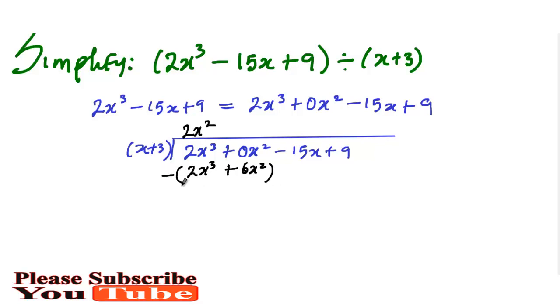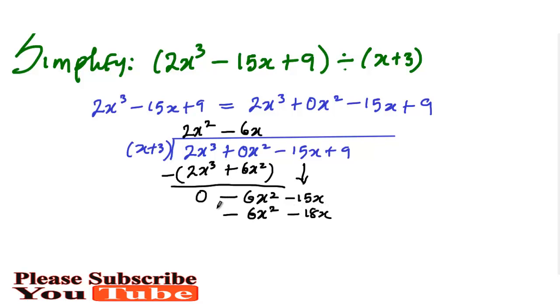If we subtract, this minus will affect everything here. So we now have 2x cubed minus 2x cubed, that is 0, minus times plus, that's minus, 0 minus 6x squared, that is minus 6x squared. The next thing is to bring down minus 15x. Then x in minus 6x squared, it's just like saying minus 6x squared divided by x. That will give us minus 6x. Then minus 6x times x gives minus 6x squared. Minus 6x times 3, that is minus 18x.